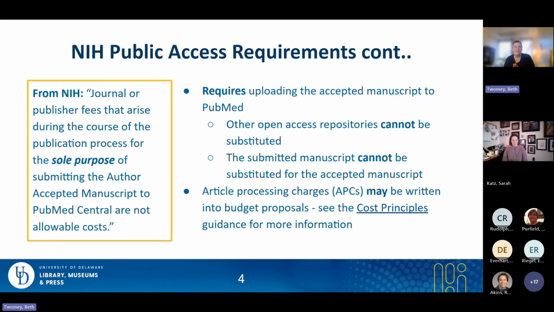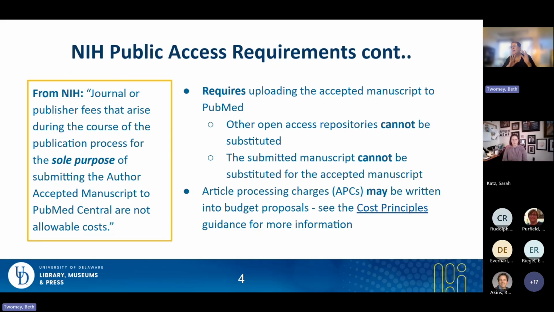So the other question we get a lot is, well, can't I just put my article in the institutional repository? So at UD, that's UD space. Can I put it up on some other online repository that's used in my field? The only thing that will work for NIH is PubMed. And it has to be that thing.